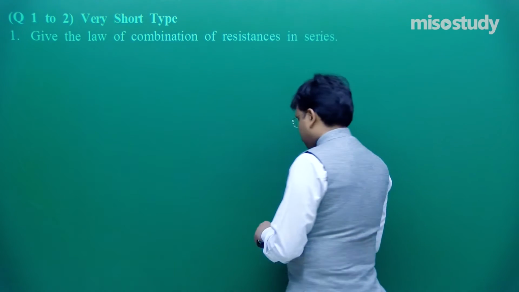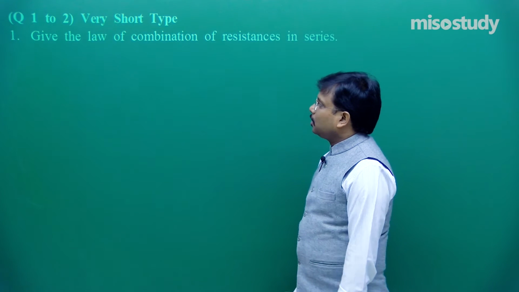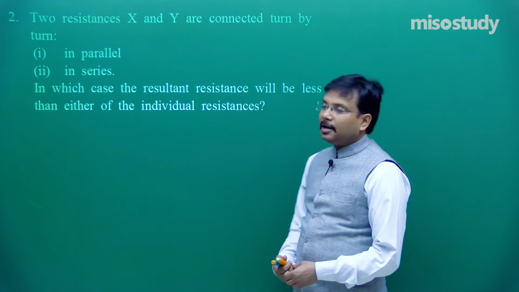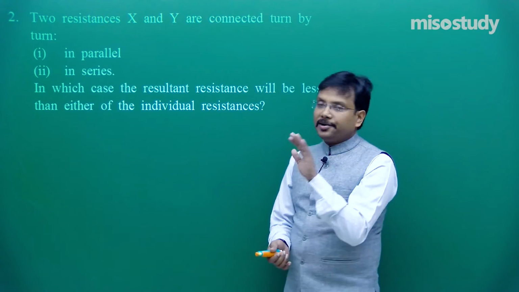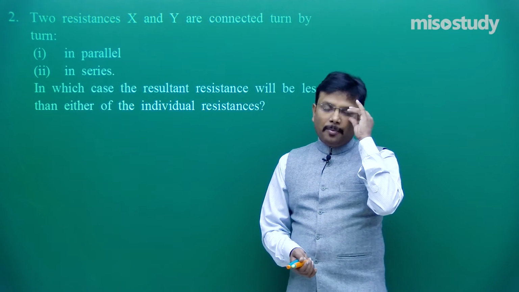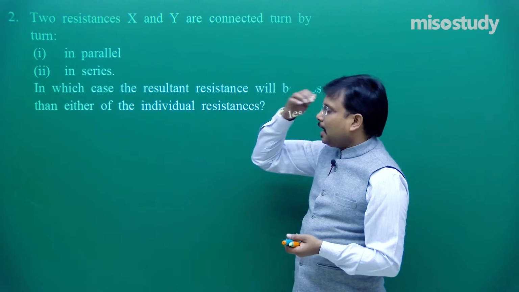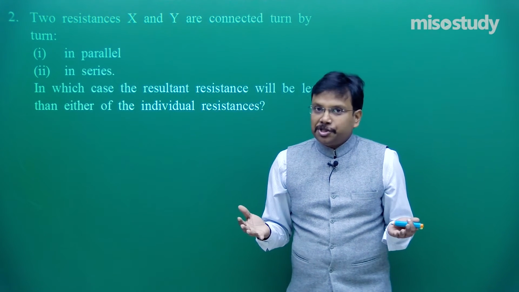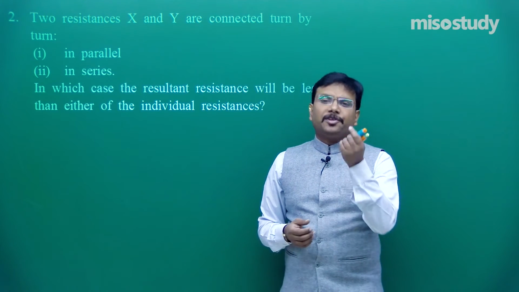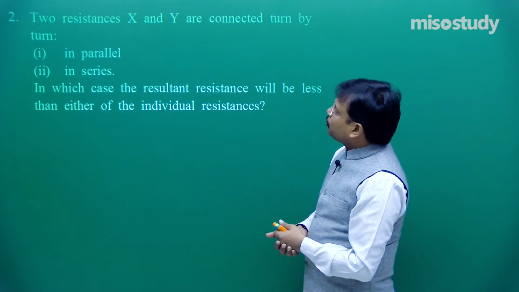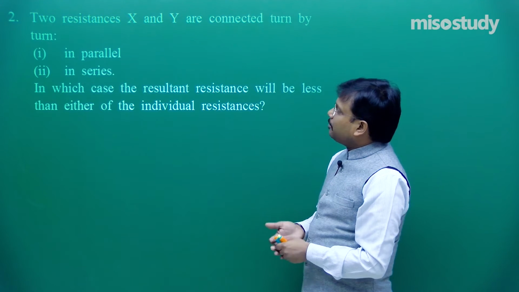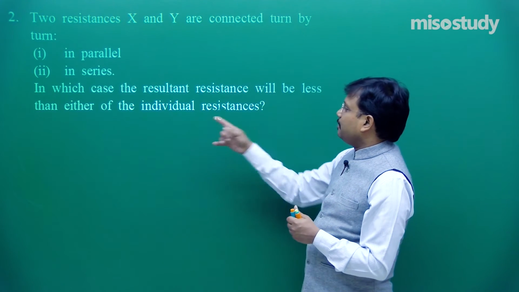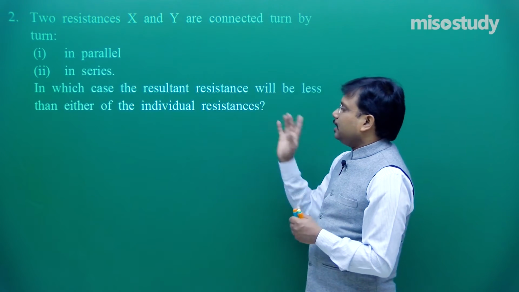Then comes question number 2. 2 resistances X and Y are connected turn by turn. Now, this question, you can say it was a short question, but what I did, I simply added 2 aspects, because only these 2 aspects are associated. So, that is why I thought let us, with the help of this simple question, give the complete idea. So, 2 resistances X and Y are connected turn by turn, first in parallel, second in series, in which case the resultant resistance will be less than either of the individual resistances.